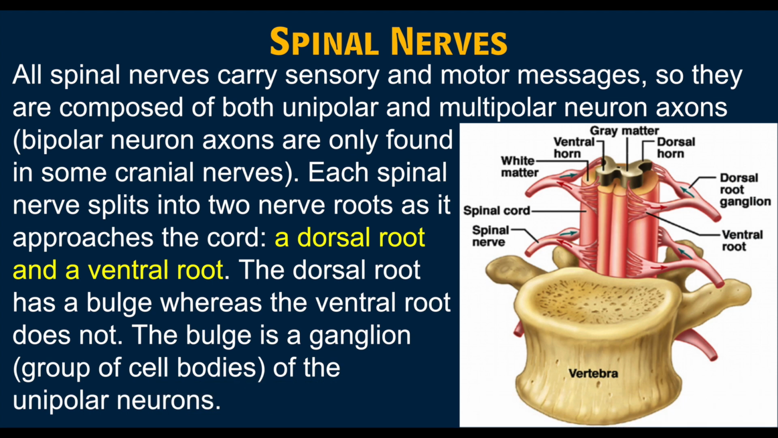All spinal nerves carry sensory and motor messages, so they are composed of both unipolar and multipolar neuron axons. Bipolar neuron axons are only found in some cranial nerves. Each spinal nerve splits into two nerve roots as it approaches the cord, a dorsal root and a ventral root. The dorsal root has a bulge, whereas the ventral root does not. The bulge is a ganglion, group of cell bodies of the unipolar neurons.